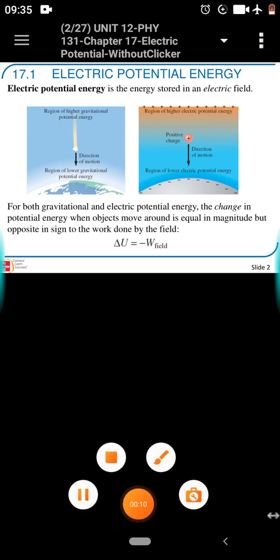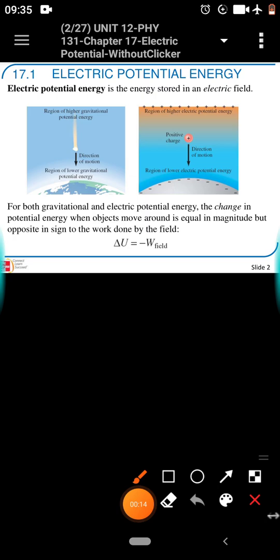So we talk about electric potential. Electric potential energy is the energy stored in an electric field. So, energy stored in an electric field. Okay, I know that.